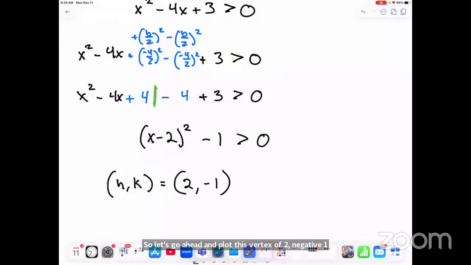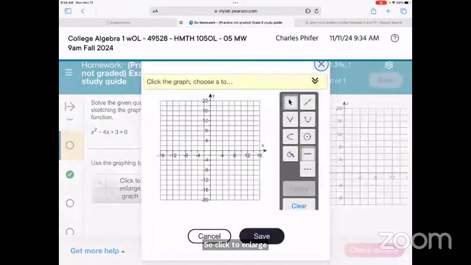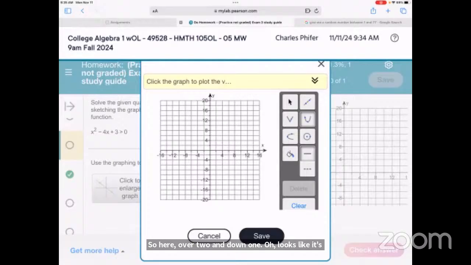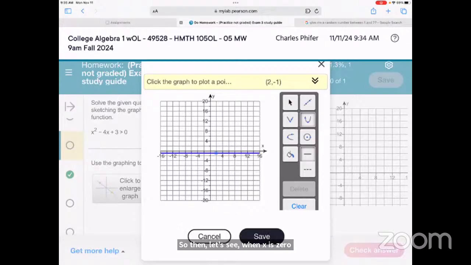So click to enlarge. So here, over 2 and down 1. Oh, looks like it's difficult. There we go. We got it. So then let's see, when x is 0. When x is 0, y is 3. So I'm trying to get to 3. That looks right.